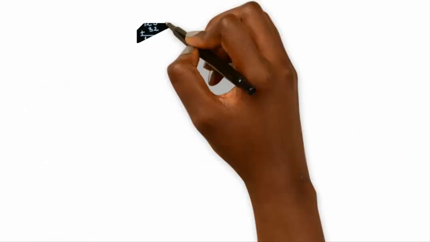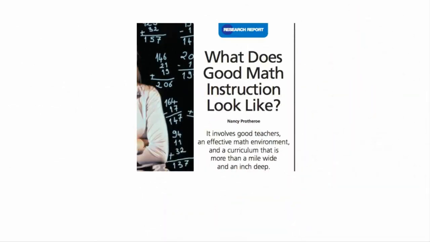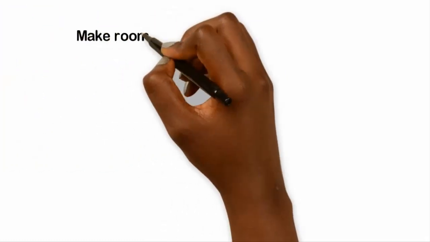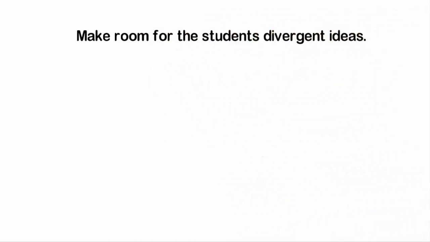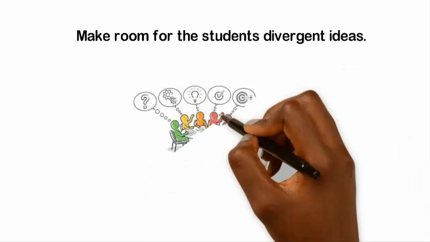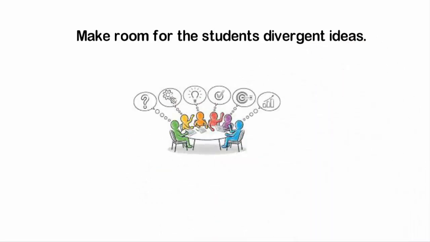Nancy Proterio, in her article, "What Does Good Mathematics Instruction Look Like?" proposes the integration of the following approaches in the form of pedagogical practice capable of genuinely promoting both students' learning and motivation. Make room for the students' divergent ideas. By doing so, students are challenged to think more deeply about the problems they are solving. This approach also helps students develop confidence in their own ability to do mathematics and gain an even firmer grasp of key concepts and processes.